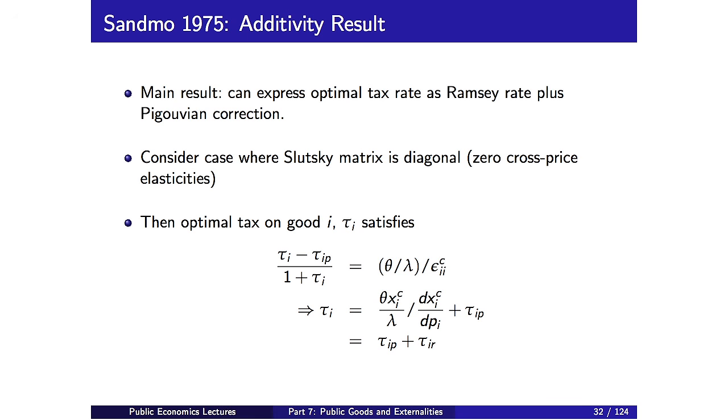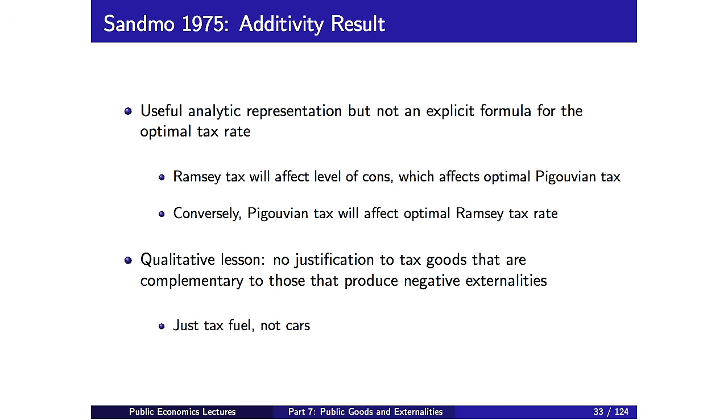So what I want to be clear about is that this does not mean you solve the Ramsey problem and you get an optimal tax of 5%. You solve the Pigouvian problem, you get an optimal tax of 3%, and then you conclude the optimal tax is 8%. That's not how it works, because even though that's how it looks mathematically, it's like the usual sufficient statistic type of thing, where in this formula, all of the terms depend upon each other. This is not an explicit formula for the optimal tax rate. Okay, so it's a useful analytical representation, but it's not an explicit formula for the optimal tax rate.